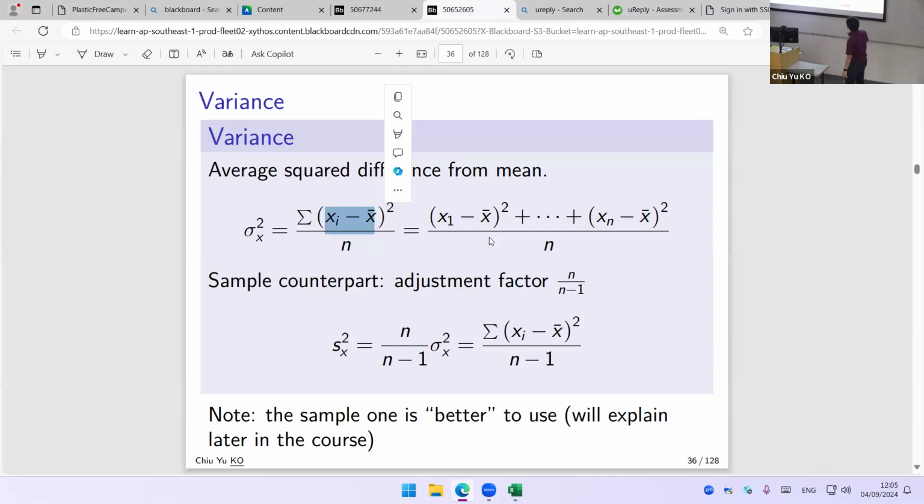So when I say variance in the exam or assignment, I will specify whether it's population or sample. Then you know which one to apply. But do note that when n is big enough, it doesn't make a difference.